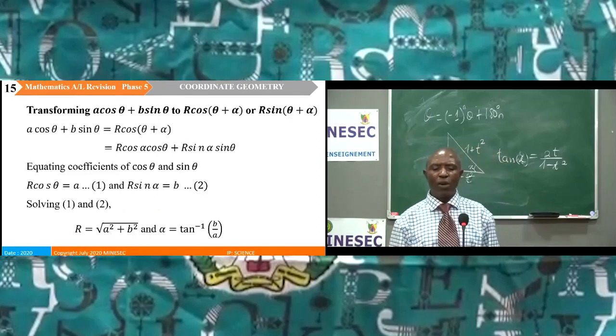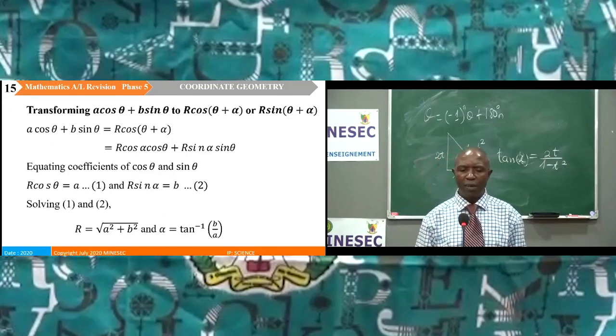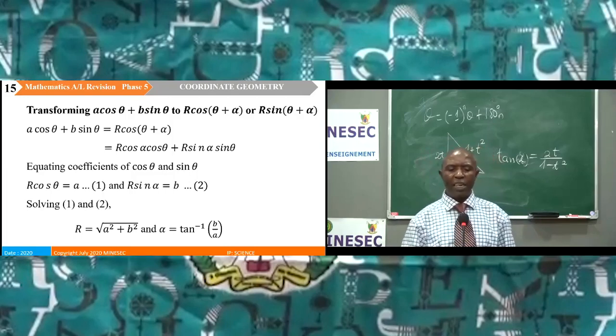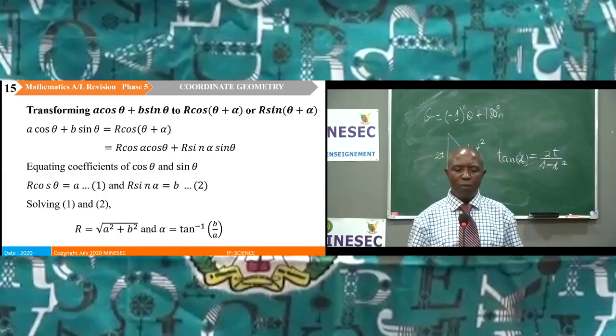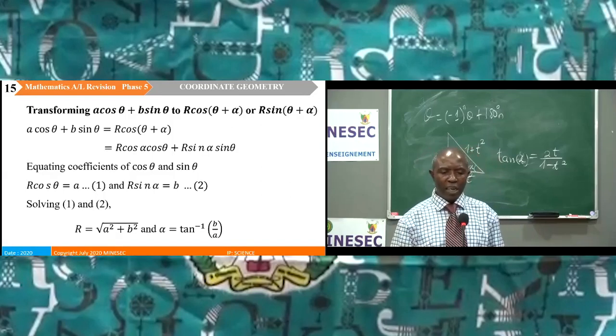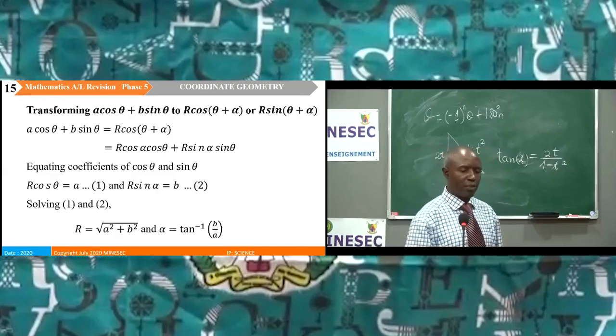Transforming a cos theta plus b sine theta to R cos of theta plus alpha, or R sine of theta plus alpha. We can now express a cos theta plus b sine theta equal to R cos of theta plus alpha. What you see on your screen is not correct.